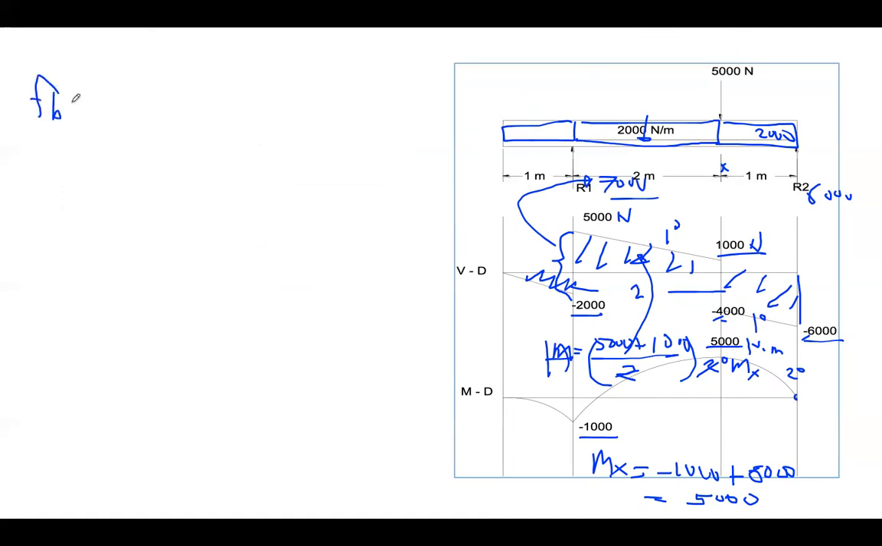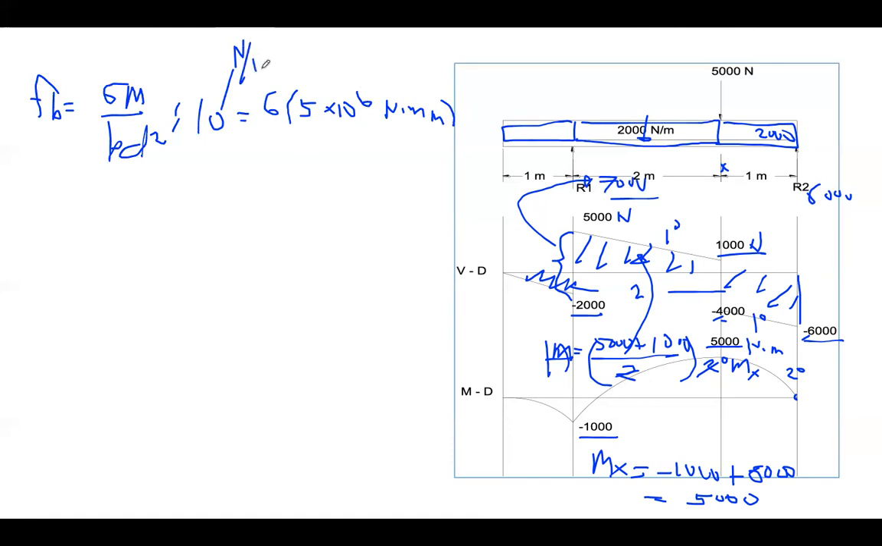FB is equal to 6M over BD squared. Let's substitute. Sabi sa problem, maximum na FB is equal to 10. So you have here 10. This is Newton millimeter. Okay. You have here 6. Ano yung moment? 5,000 Newton meter. 1 meter is 1,000 millimeter. Magiging 5 times 10 to the power of 6 Newton millimeter. Ito, Newton millimeter na to kasi megapascal. Okay? Newton per millimeter squared. Hindi ko na kailangan sulat.